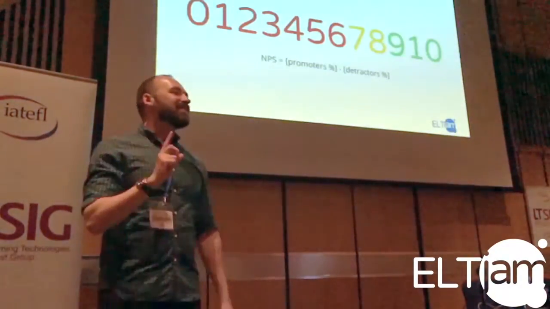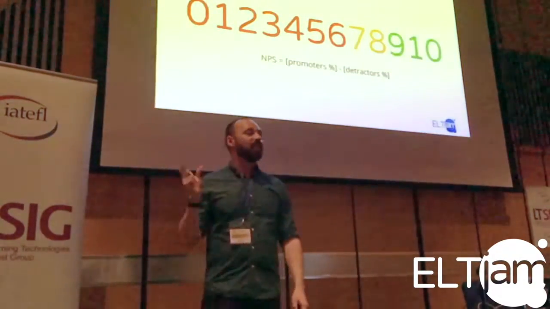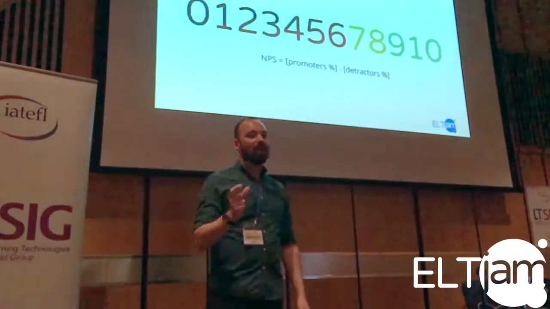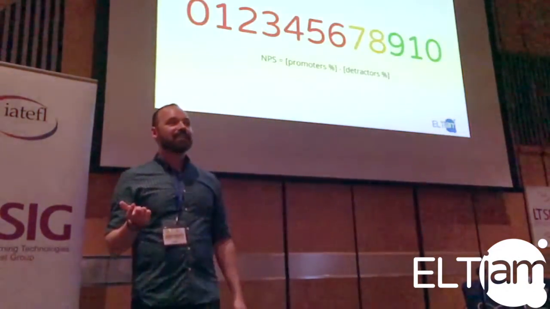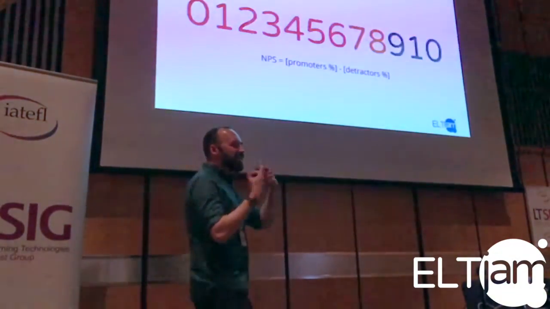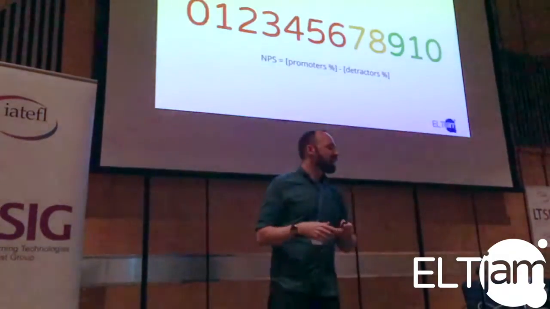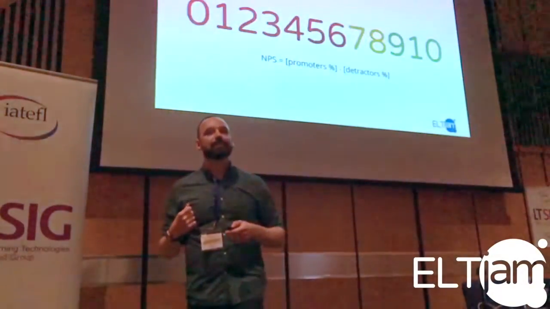Anyone who scores you 0 to 6 is a detractor. They would literally go out of their way to dissuade someone from taking your course, or coming to your school, or being taught by you. So as you can imagine, if you're getting 0 to 6s, you're in a bad state at that point. You need to do something about that. Your Net Promoter Score is the percentage of total respondents who are promoters minus the percentage who are detractors.